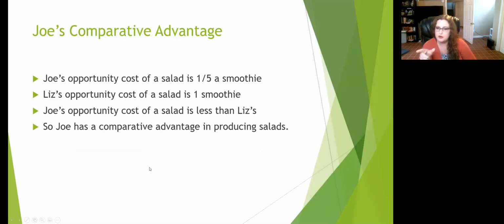Well, Joe's opportunity cost of a salad is 1/5 of a smoothie. For every additional salad he makes, he only gives up a little bit of a smoothie because he's not very good at smoothies. Liz, on the other hand, for every salad she makes, she's giving up a whole smoothie that she could have made. Joe has a smaller opportunity cost. For each salad he makes, he has to give up less smoothie. That means he has a comparative advantage in producing salads. He can produce salads for a smaller cost in volume of smoothies than Liz can.